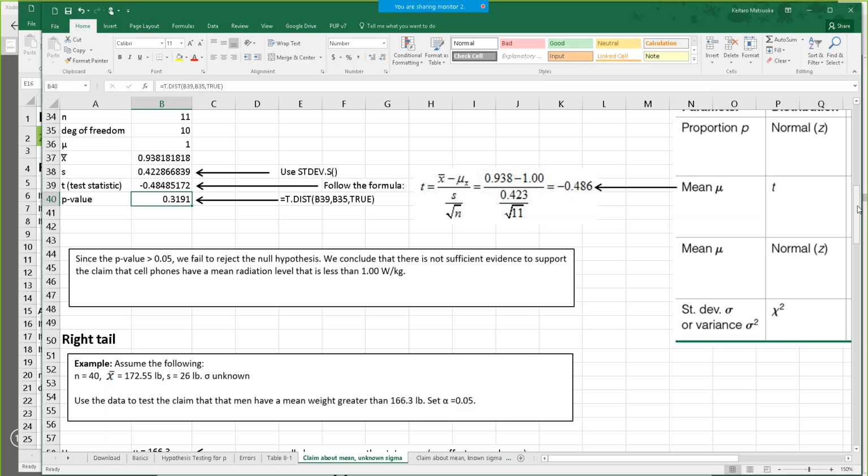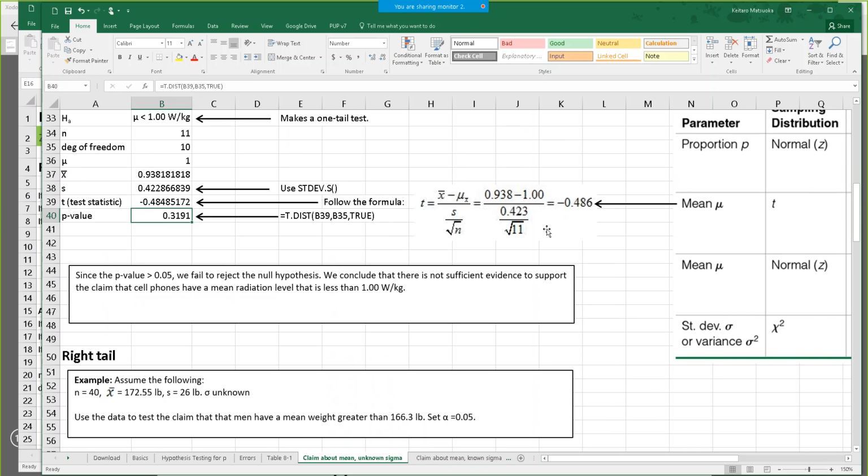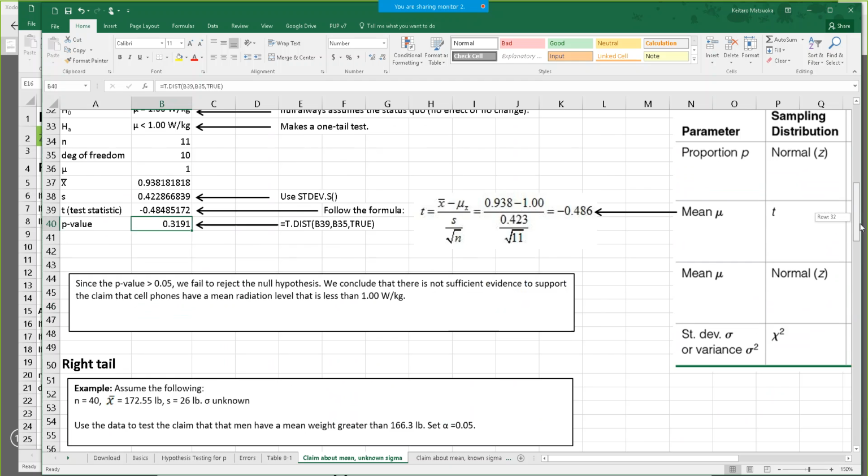All right, hopefully by now you're comfortable saying, oh, that's bigger than the given alpha, which was 0.05. So I'm going to reject the null hypothesis. Or, sorry, we're not going to reject the null hypothesis. That means we conclude that there's not sufficient evidence to support the claim that the cell phones have a mean radiation level that is less than 1.00. Okay? We know at least it's going to be 1.00 based on evidence. How big, we don't know, but at least it's going to be more than 1.00. All right, so that's the left tail.